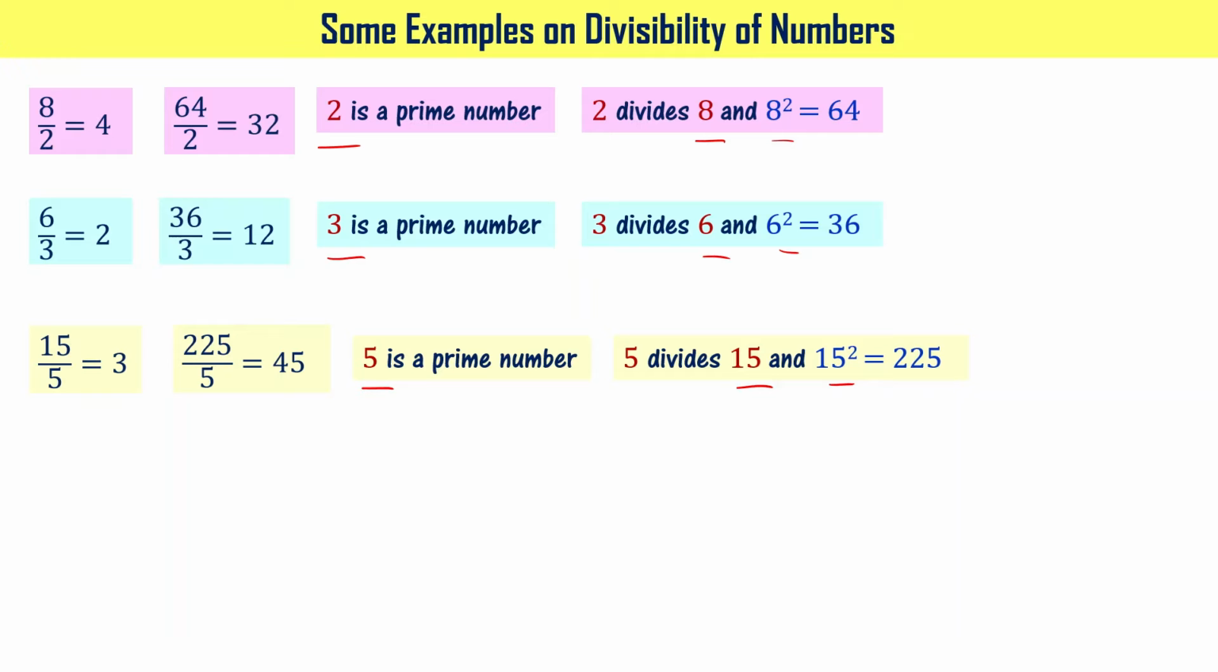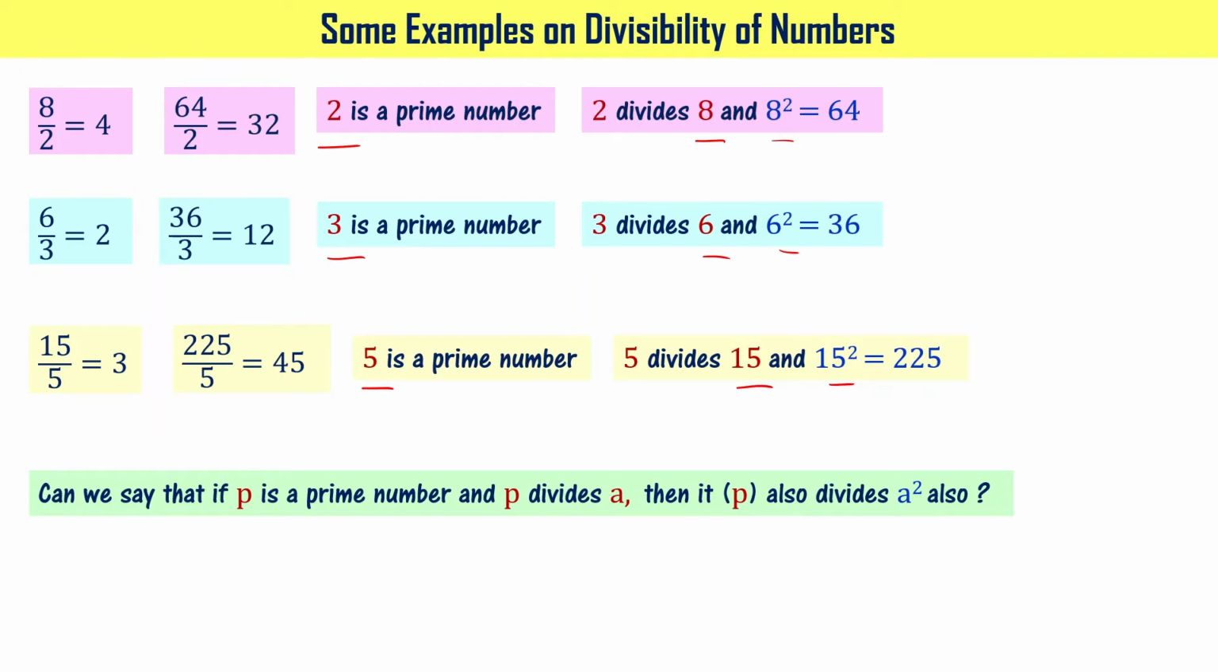Now, can I say that if P is a prime number and P divides A, then P also divides A square? Can I say that? Based on these three examples, we can say that, but it's not a wise idea to just simply say that. For that, what we are going to do is we'll be having a generalized proof.